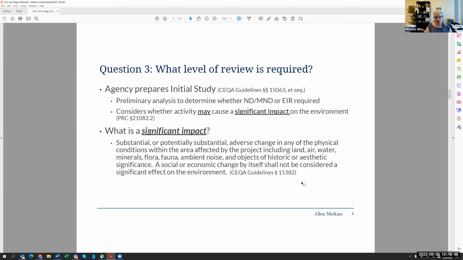The definition is on the screen, so you guys can read it. It's physical, it's land, air, water. I mean, it's just kind of the vaguest definition on purpose because they really want to make sure we're being transparent and disclosing all potential impacts. Importantly, under CEQA, social and economic changes by themselves are not significant impacts. Now, if you have a project that's subject to NEPA, the National Environmental Policy Act, which is the federal version, social and economic changes can be significant. At the state level, they're not.